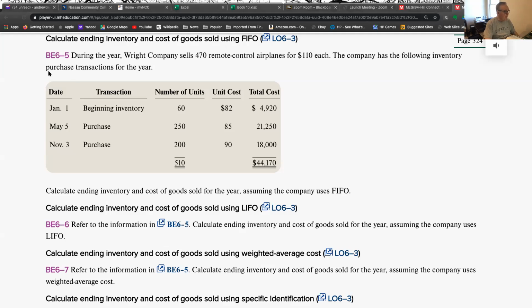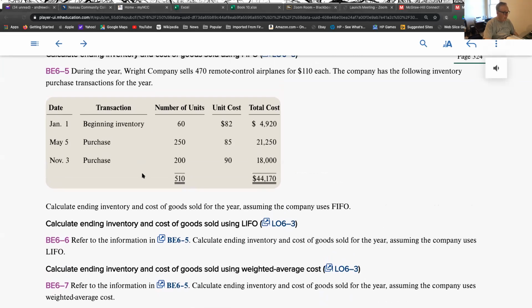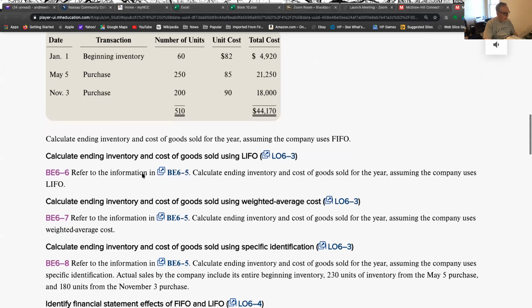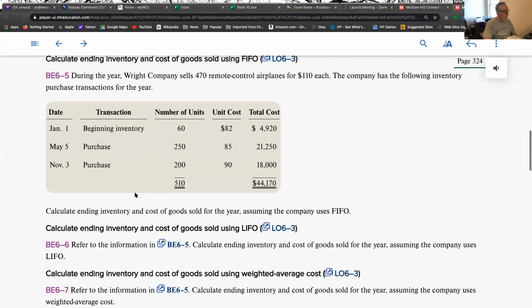Now, if you look at these three, 6.5, 6.6, and 6.7, right? We're taking the same information, and in 6.5, we're using first in, first out. In 6.6, we're using last in, first out. In 6.7, we're using average cost, right? For the same problem, for the same set of numbers. And if we really wanted to, we could do 6.8, which is specific identification, right? So let's see if we can do this.